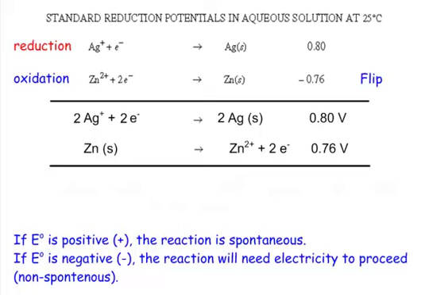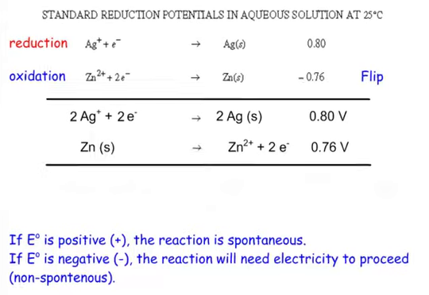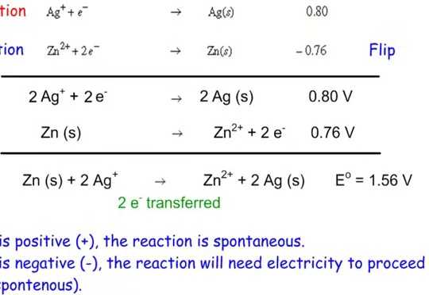What do we do at that point? We add everything up. We add all of our reactants together, all of our products together, and all of our voltages together.